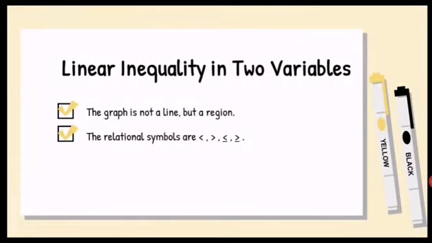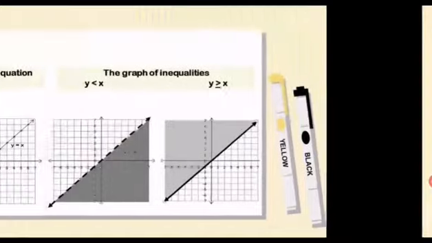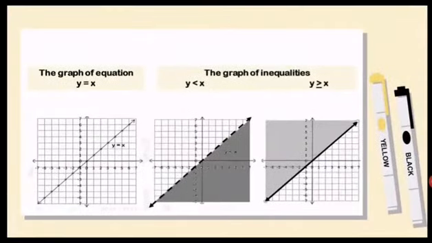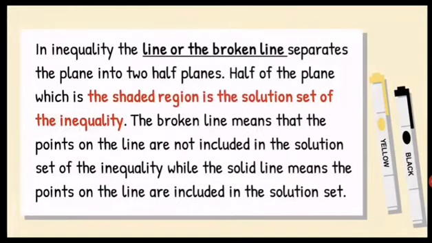The relational symbols are less than, greater than, less than or equal to, and greater than or equal to. The graph of equation y equals x and the graph of inequalities y is less than x and y is greater than or equal to x are shown below. In inequality, the line or the broken line separates the plane into two half planes. Half of the plane, which is the shaded region, is the solution set of the inequality.